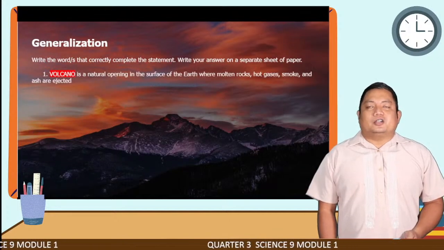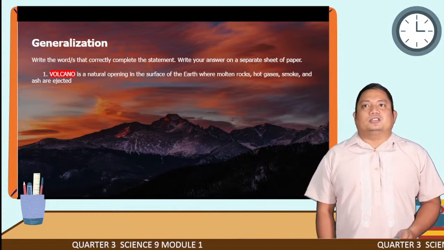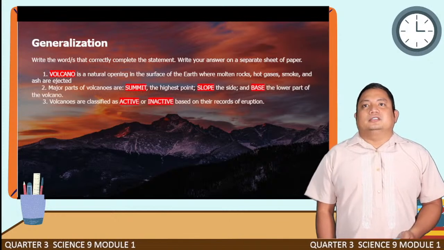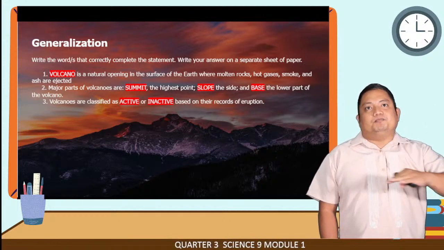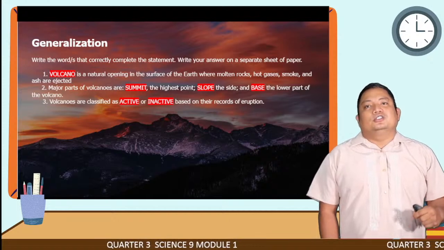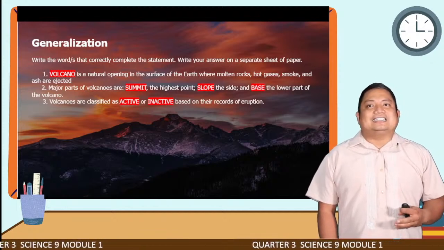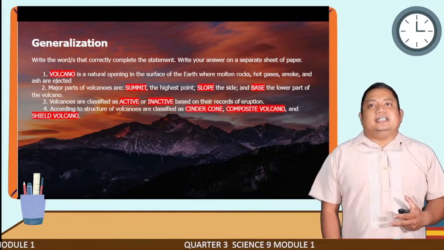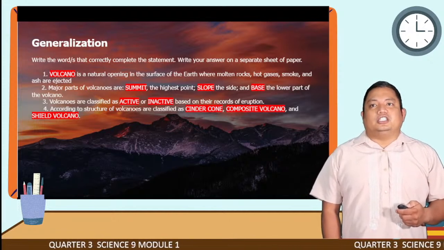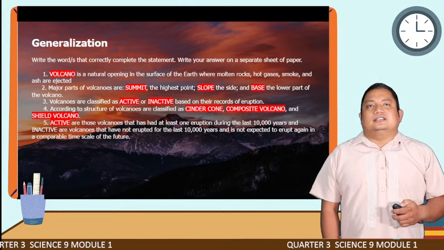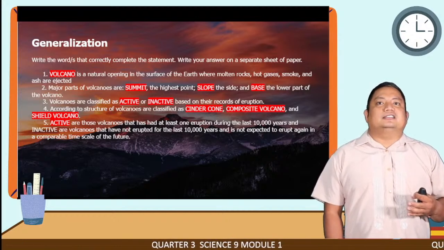For number one, very good. Volcano is a natural opening in the surface of the earth where molten rocks, hot gases, smoke, and ashes are ejected. That is right. Next, the three parts: the summit, which is the highest point, the slope is the side, and the base is the lower part. There are two classifications of volcano in terms of activity, the active and inactive. There are three classifications based on structure: cinder cone, composite, and shield volcano. That is right. And lastly, we all know that active volcanoes are recently erupted within 10,000 years. That is right.